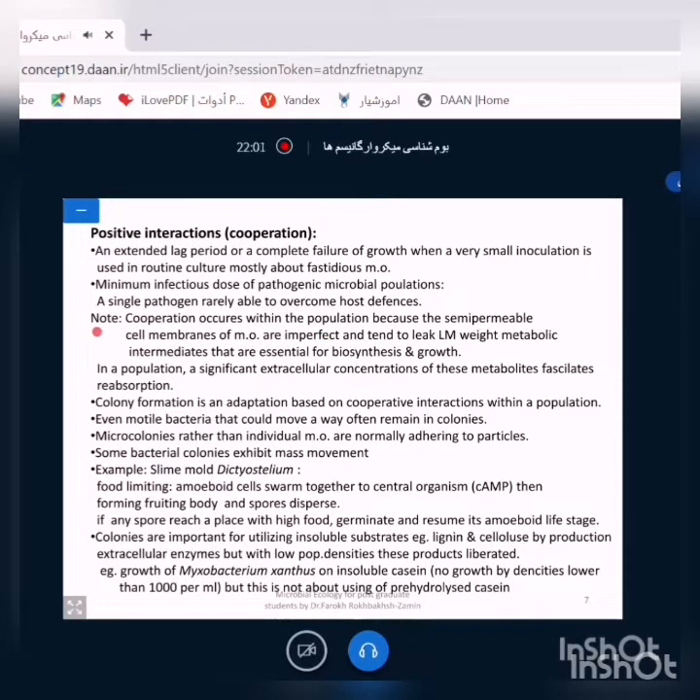Note, in the first example, I explained that if you put one E. coli in milk, it does not grow. Now we want to see why. Why, if we have one bacterium in milk, can it not grow?